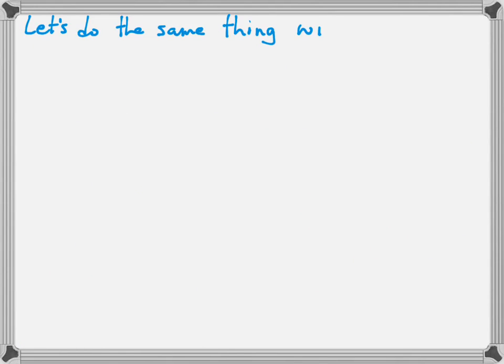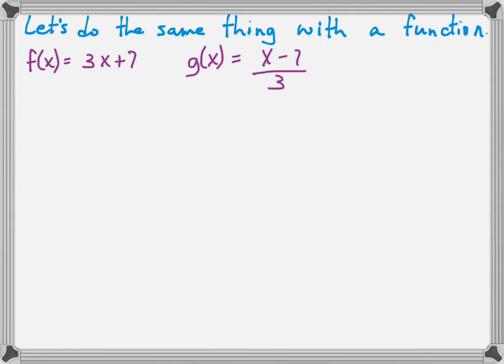So I'm going to show you an example of that method. We're going to verify whether these two functions are inverses or not. f of x is 3x plus 7. And g of x is (x minus 7) over 3.